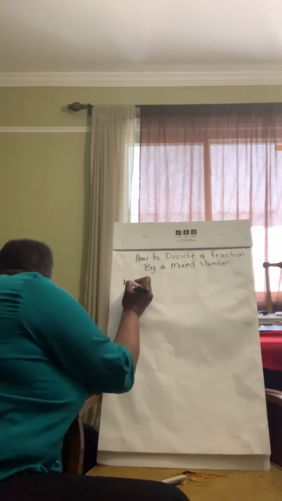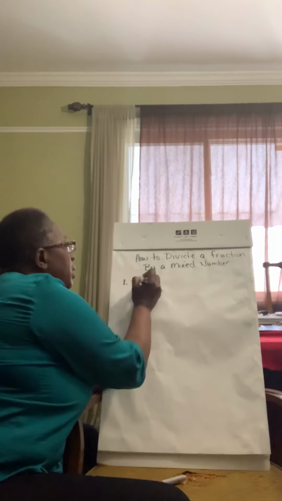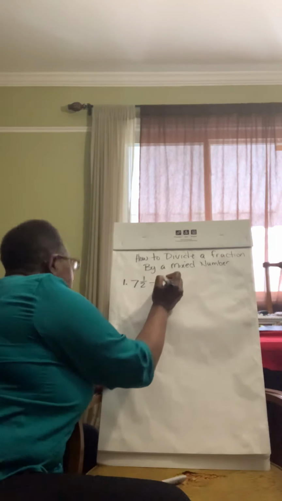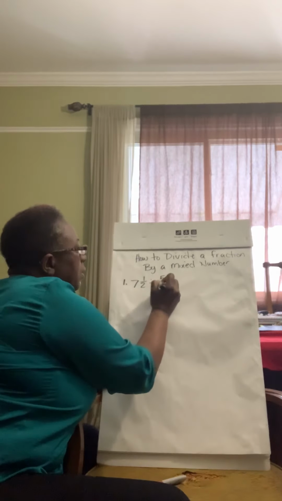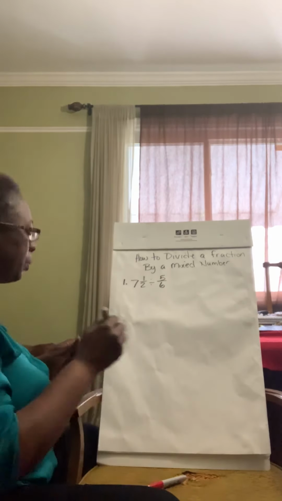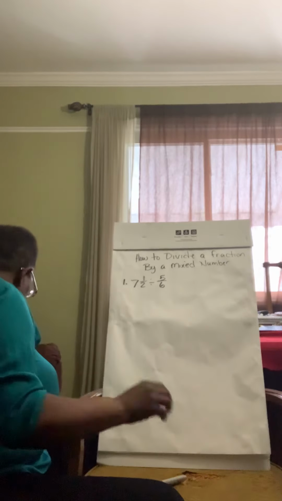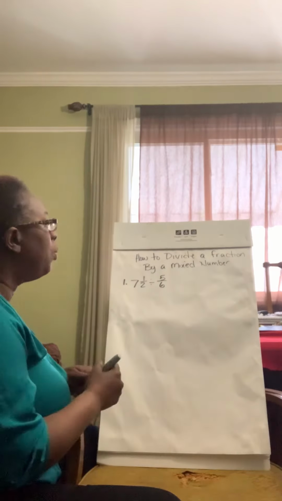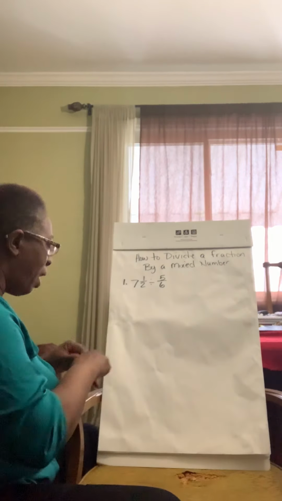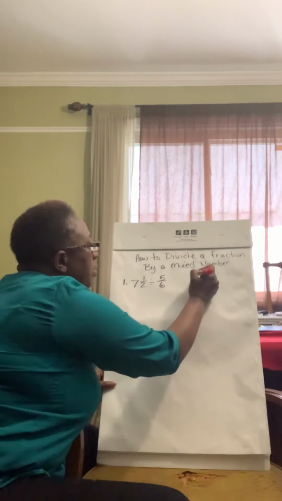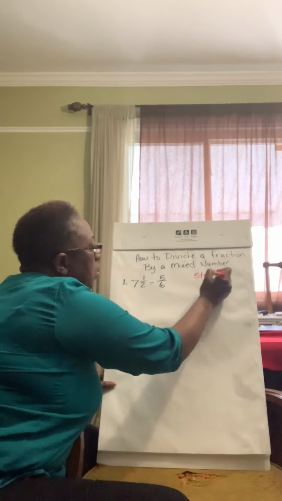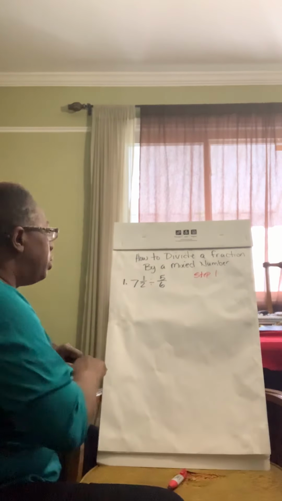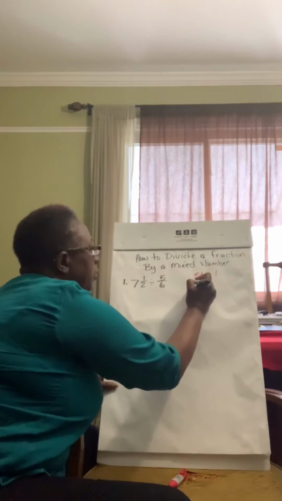So we have a problem here, 7 1/2 divided by 5/6, okay? So we have an improper fraction. The improper fraction is 7 1/2. We need to make that into a proper fraction. So our step 1 is change the mixed number into an improper fraction.